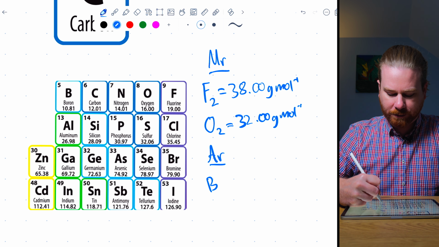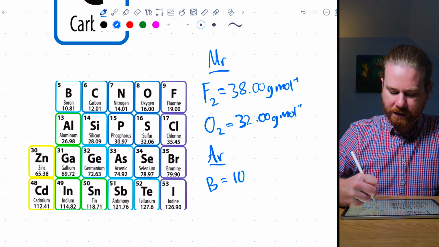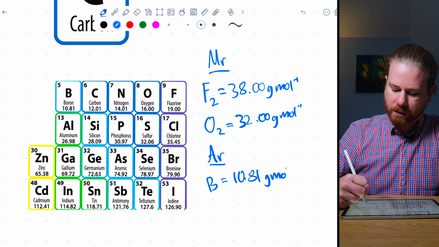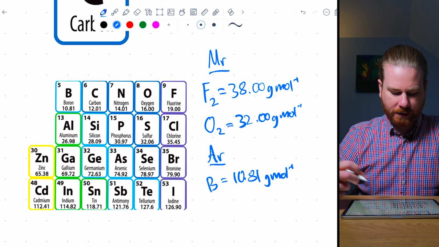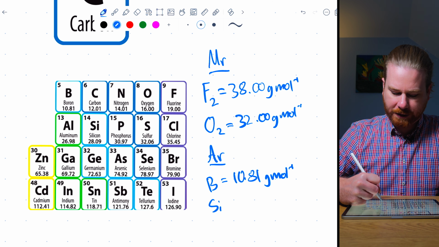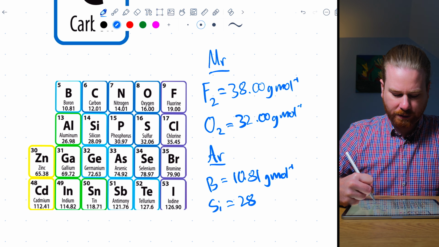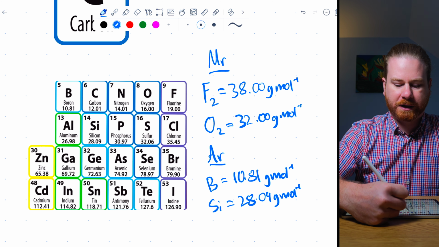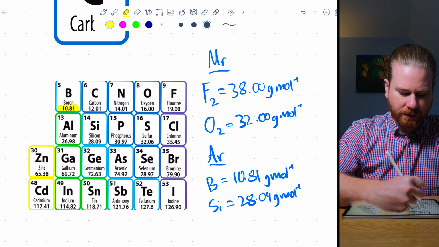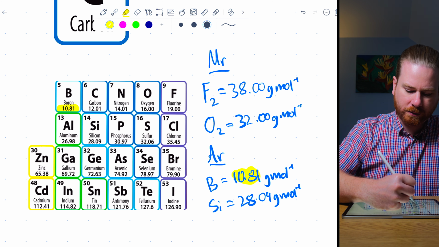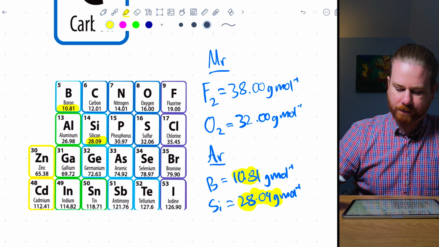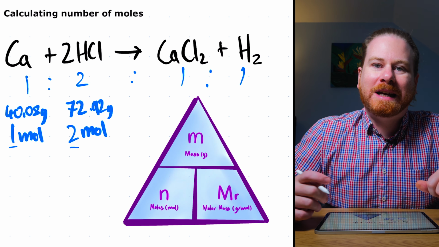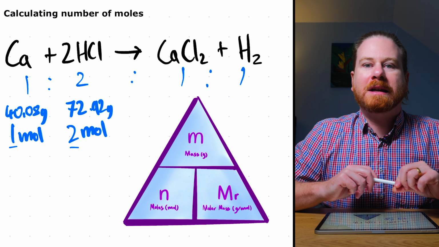So for boron, that would be 10.81 g/mol. And let's go for silicon. So just taking these numbers straight from the periodic table. So yes, boron, silicon. Nice and easy. So the final thing for today is linking it all together and making things work for us in the real world.